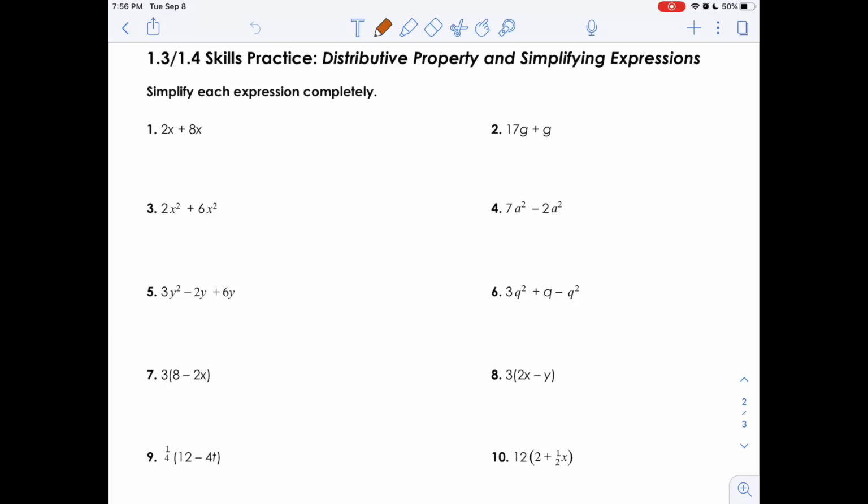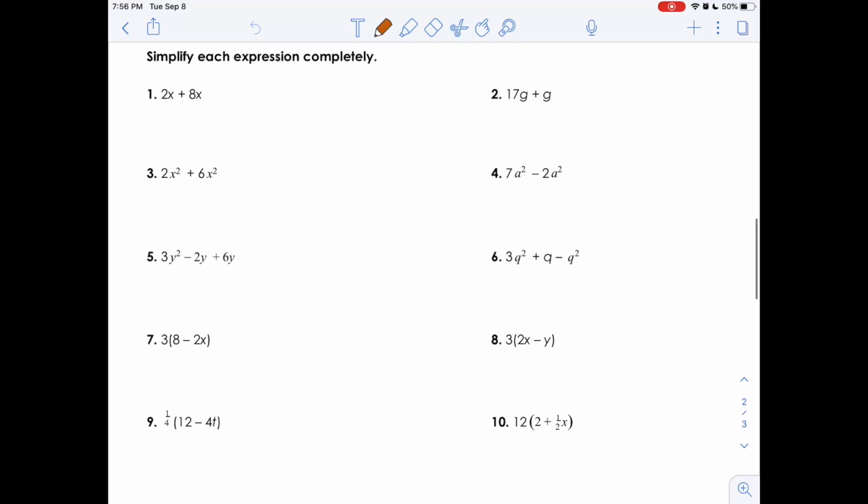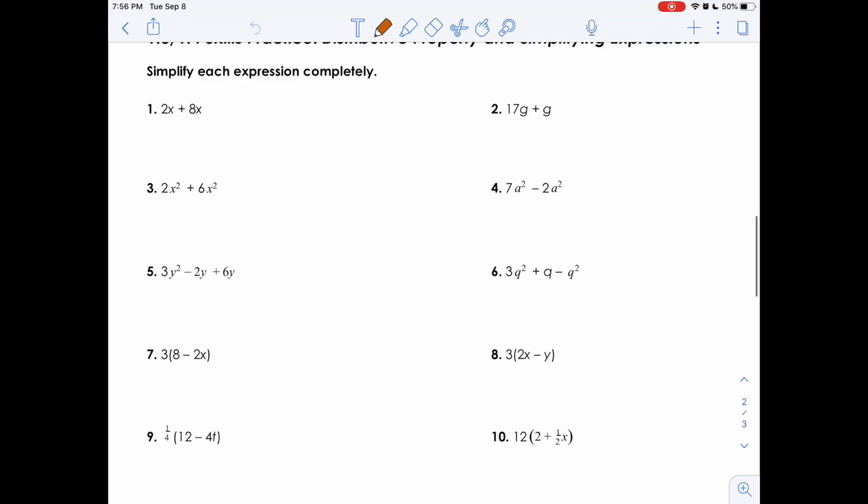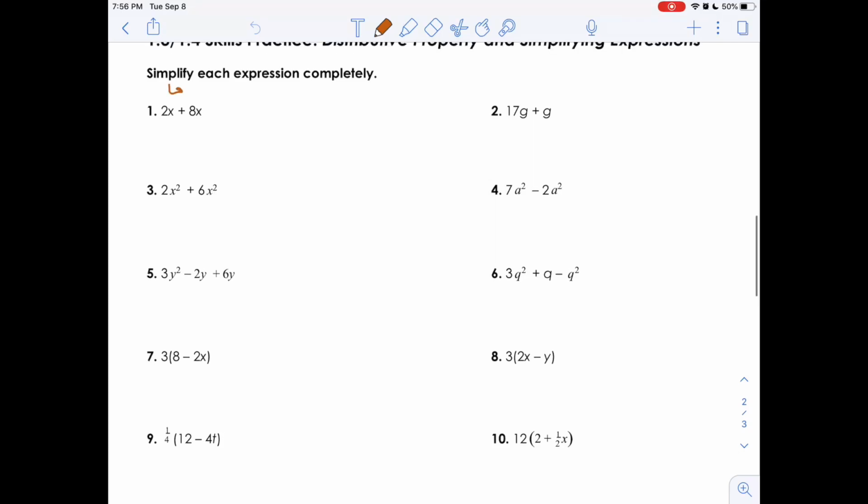In this video, I'll help you get started with 1.3 1.4 skills practice, covering the distributive property and simplifying expressions. I'll be going through the odds, and it'll be up to you to try the evens. For each of these, we're going to simplify each expression completely. When we're simplifying expressions, what we're trying to do is combine like terms.